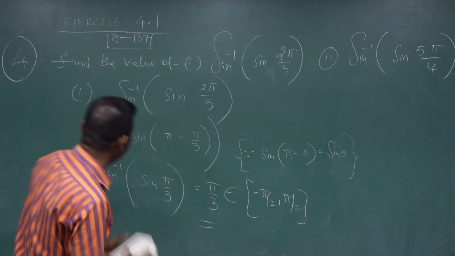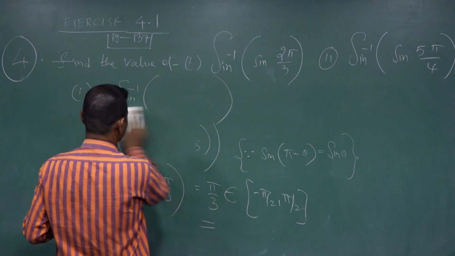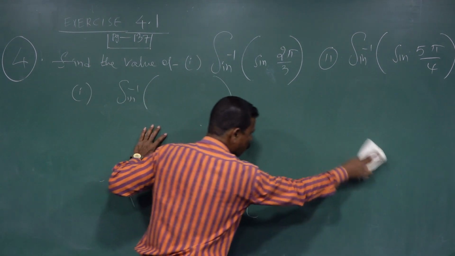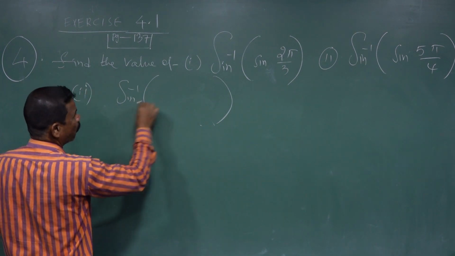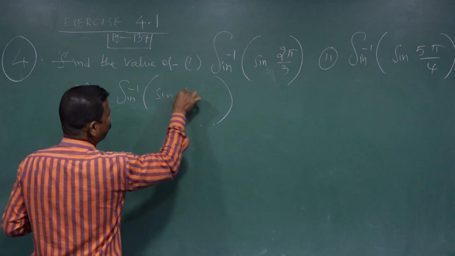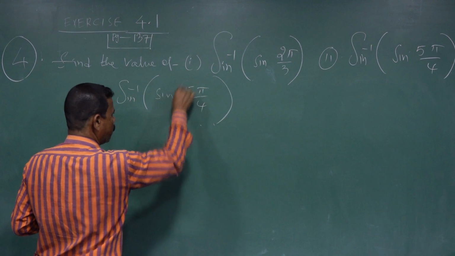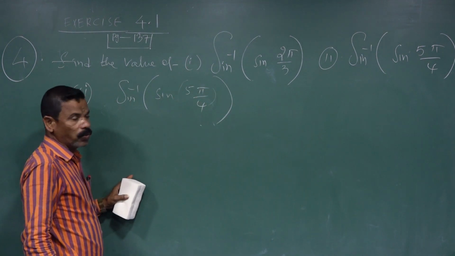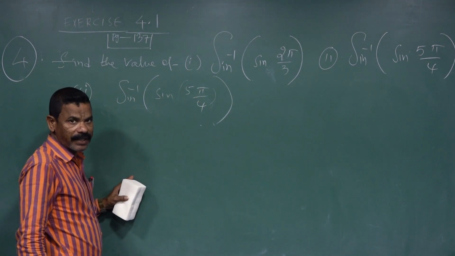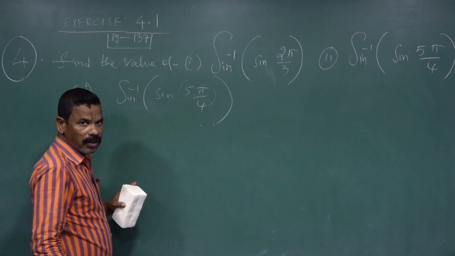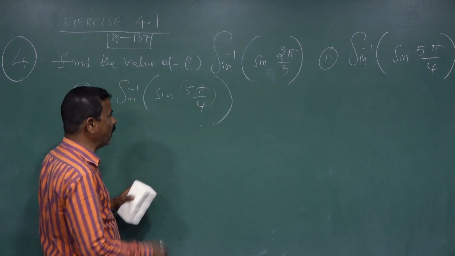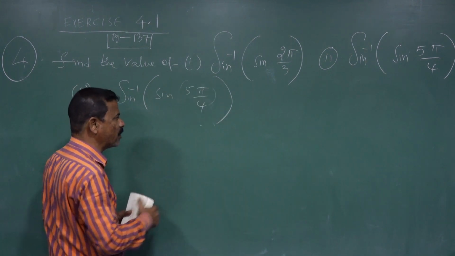In the second problem, similar to this, sin 5π by 4. This value also does not belong to minus 90 to plus 90. How much is the value? 45 into 5, 225. So above 90, more than 90. That's why this value is restricted.